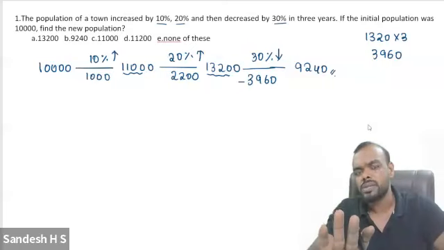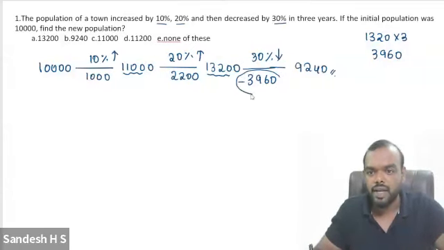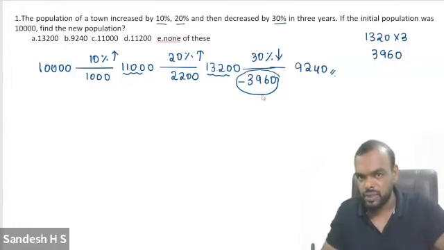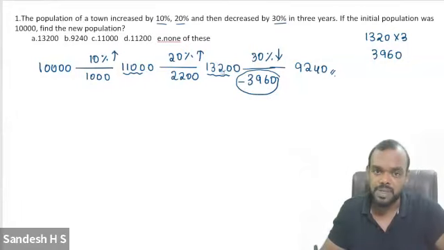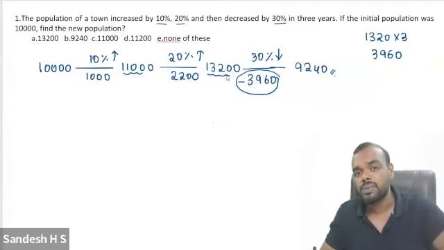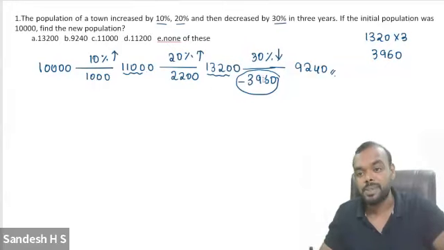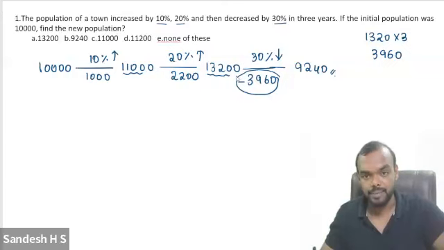Okay. If you don't know how to subtract it quickly, I'll give you a method. Observe here. Instead of 3,960, subtract 4,000 from 13,200. When you subtract 4,000 from 13,200, that will become 9,200, right? So we subtracted 40 extra, so add it back. That becomes 9,240. Observe here carefully.